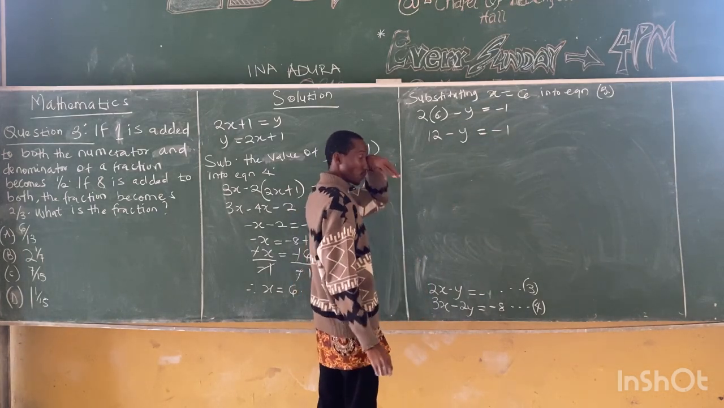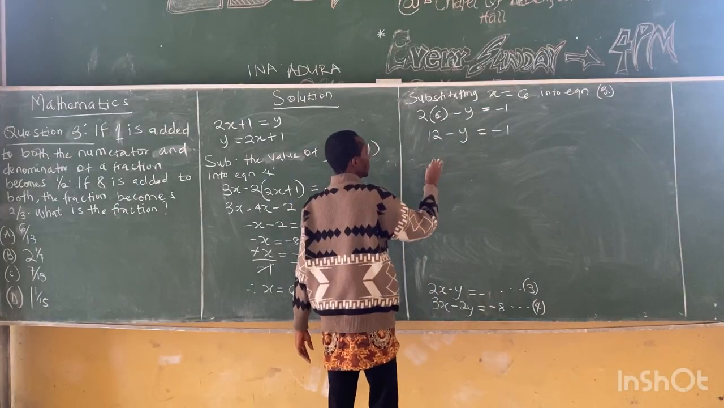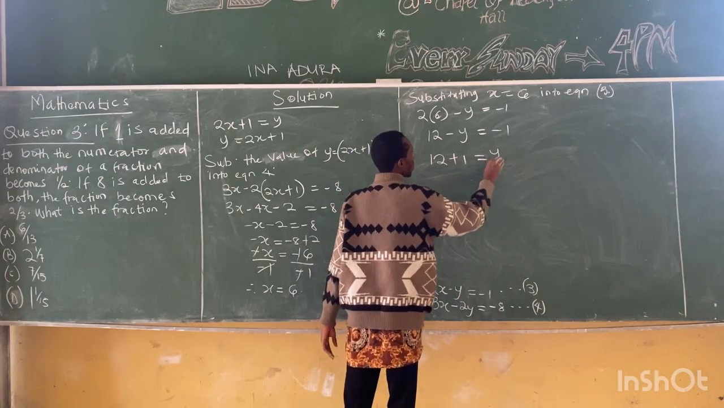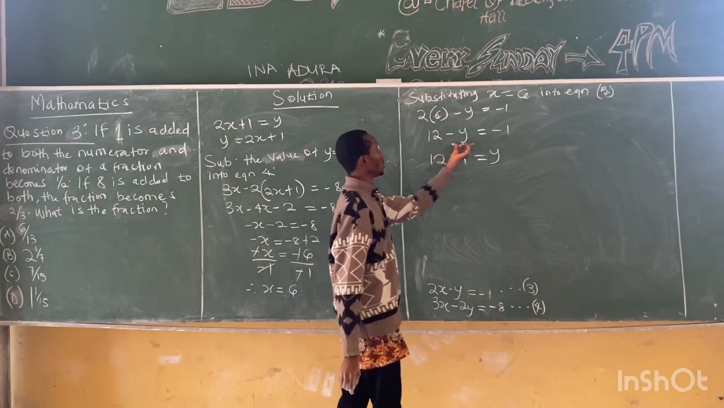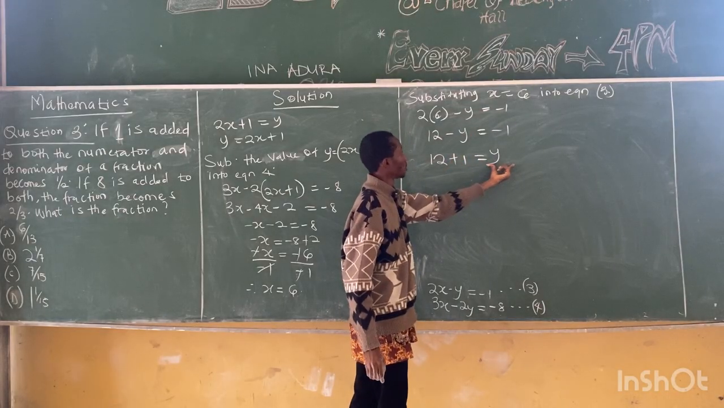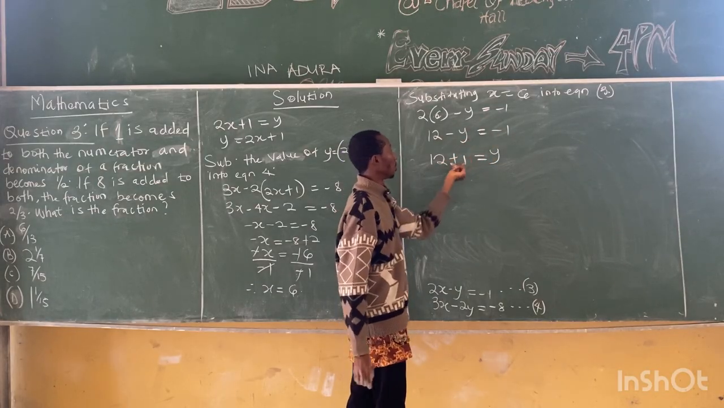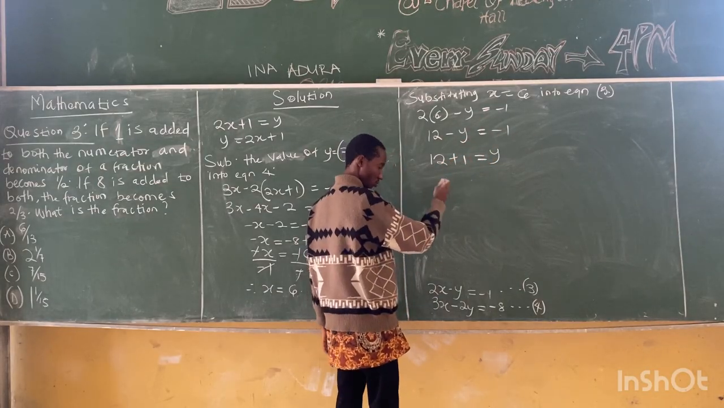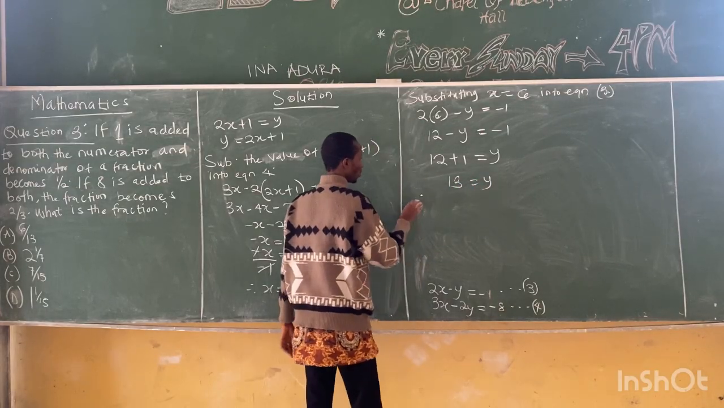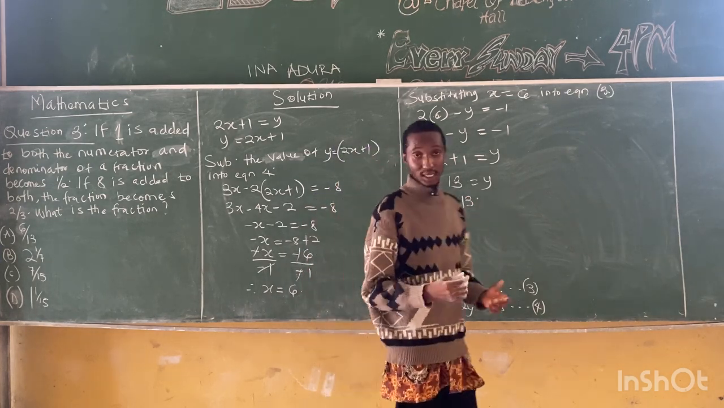If we make y the subject of the formula here, this crosses to the other side and this comes to this place. We have 12 plus 1 equal to y. When this crosses to the other side, it changes from minus to plus. So we have plus y here. When this comes to the other side, we have plus 1. So 12 plus 1 is equal to 13. Therefore, our y is equal to 13. Now we've gotten the value of x and y.